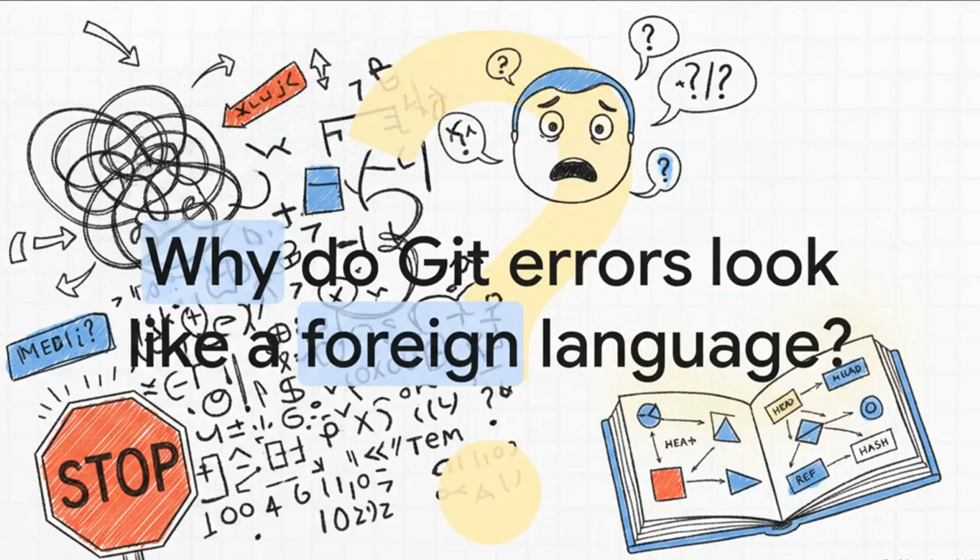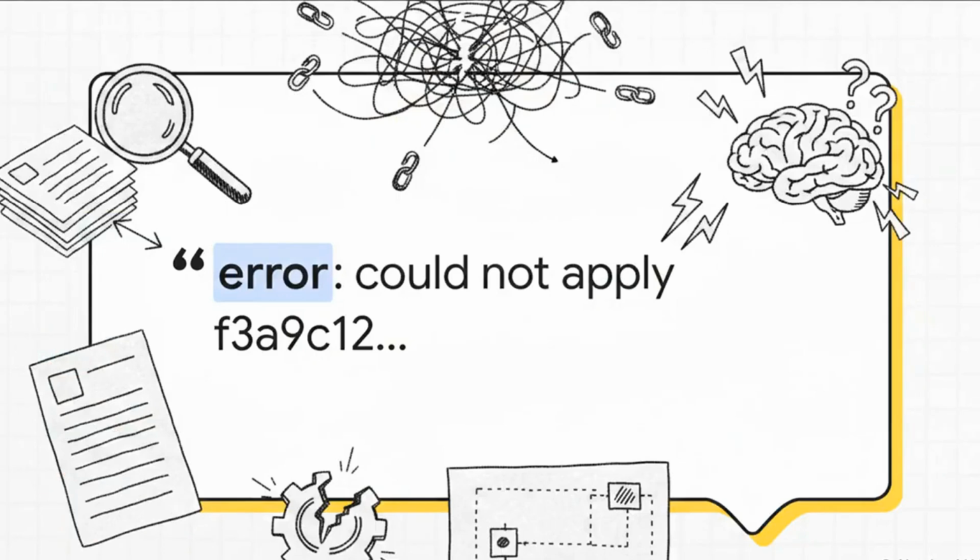So let's just start by acknowledging the universal panic we've all felt. You know the feeling? You're right in the middle of a complex rebase or merge, and Git suddenly just halts. It throws this massive block of incomprehensible text at you, completely stopping your momentum. Why do Git errors so often look like a totally foreign language, just filled with strange jargon about heads, refs, and hashes?